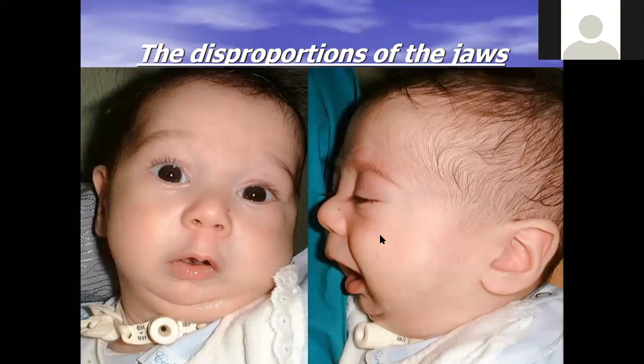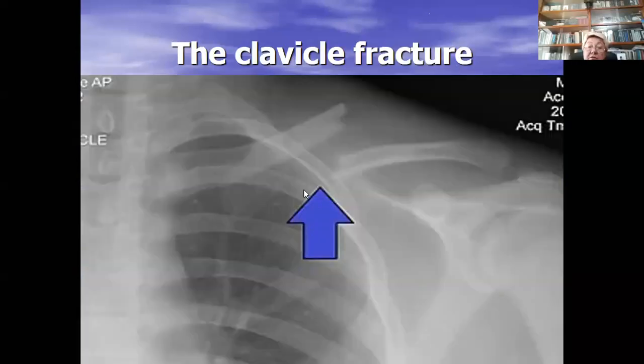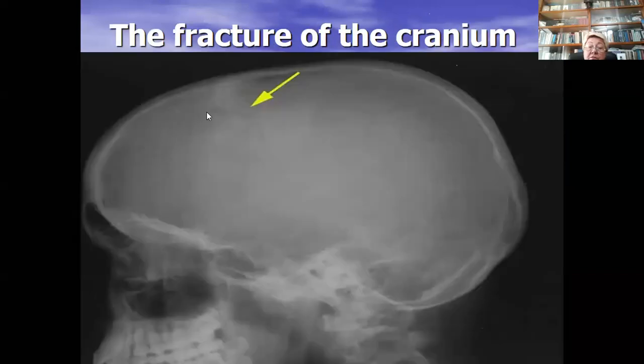Intranatal injuries. First of all, intranatal tumor. This is edema of the soft tissue of the child's head as a result of the venous stasis in the course of passage through the parturient canal. Then cephalohematoma, intracranial injuries, and bone fractures and injuries of the peripheral nerves. On this picture, you can see the clavicular fracture and fracture of the cranium. Here you can see also.